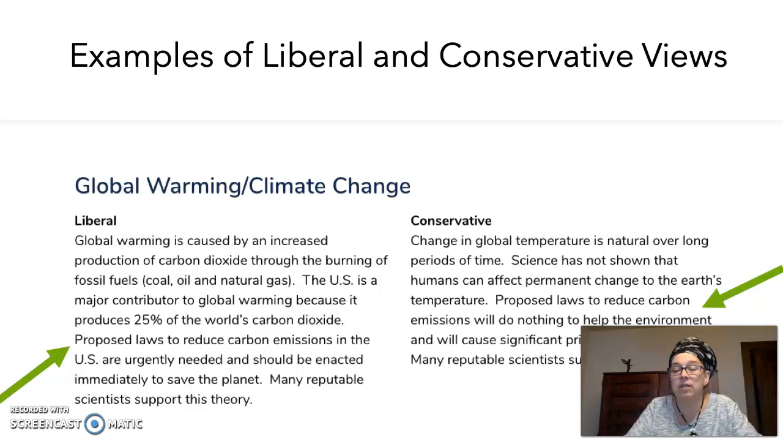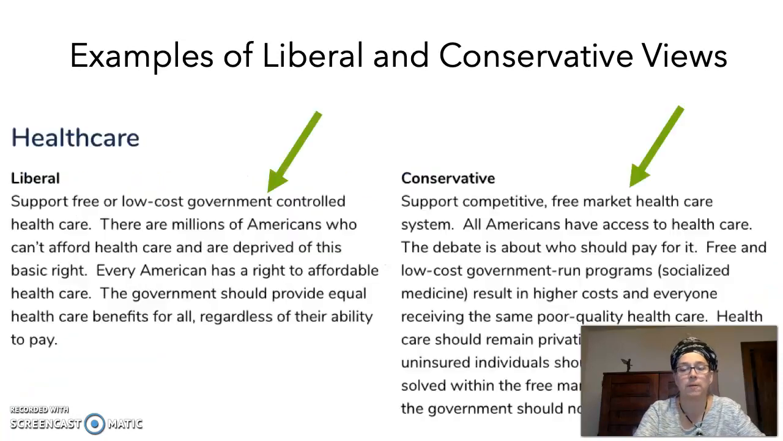On the other hand, conservatives believe that the change in global temperature is natural over long periods of time. They don't believe that humans have an impact. They don't believe that all of the cars that are driving on the road have an impact. They believe that science has not shown humans can affect permanent change to the Earth's temperature. Proposed laws to reduce carbon emissions will do nothing to help the environment and will significantly increase the price of goods. And it says many reputable scientists also support this theory. This theory is the current administration's position.